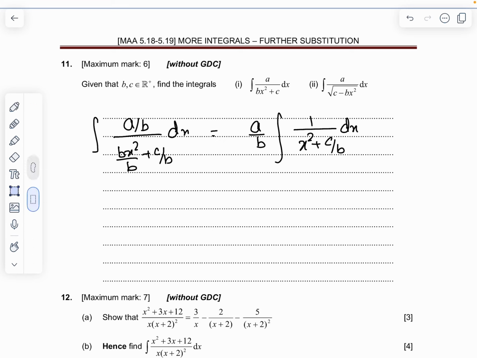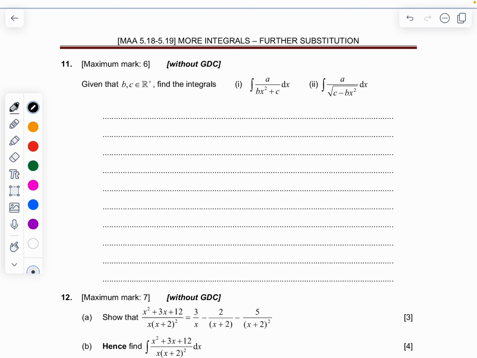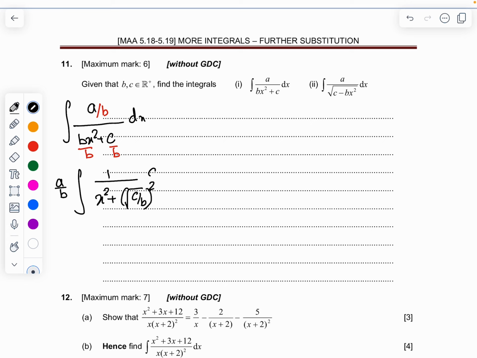So let me write neatly so that I can create a space for this one. So integral of a upon bx square plus c. So what am I doing? Dividing numerator with b, denominator with b. So a upon b is a number, it is written outside. So 1 upon x square plus c upon b, which can be written as square root of c upon b whole square dx.